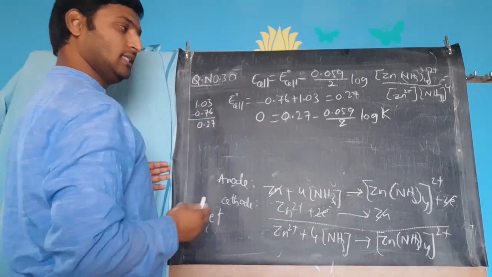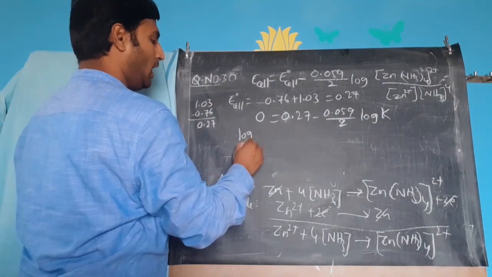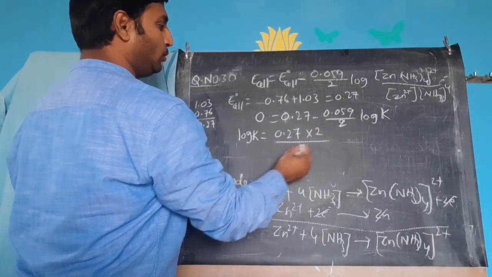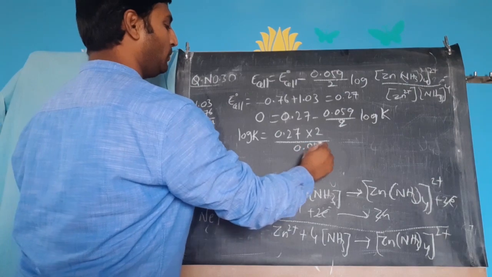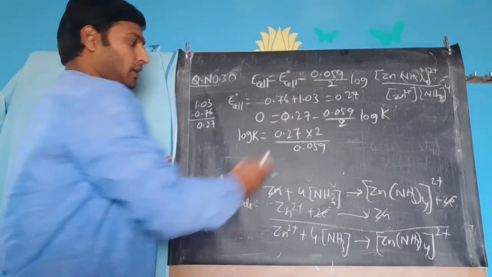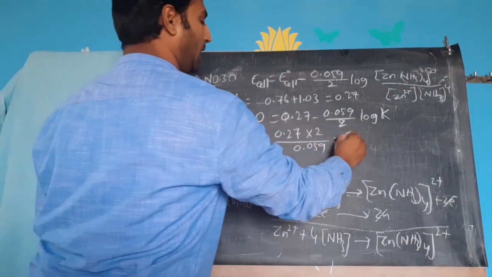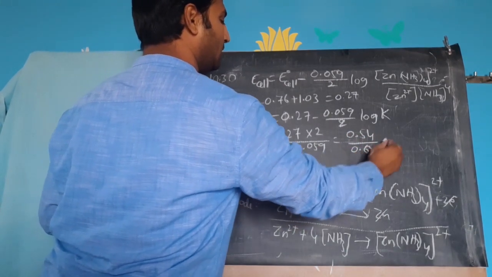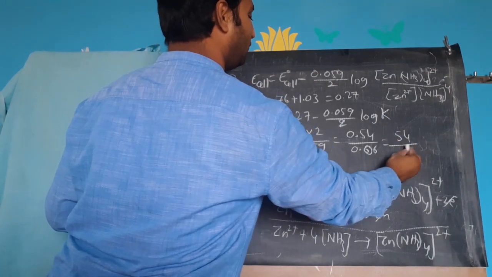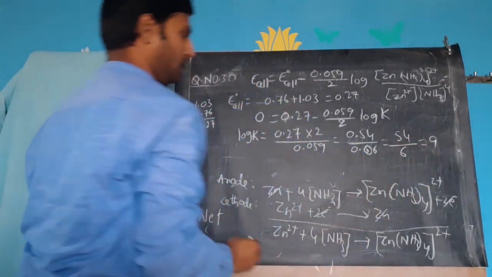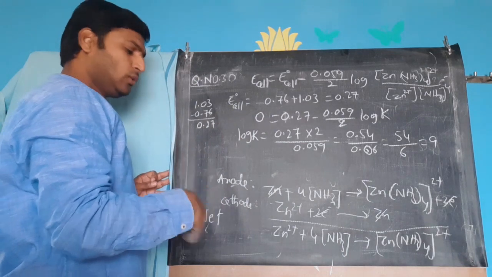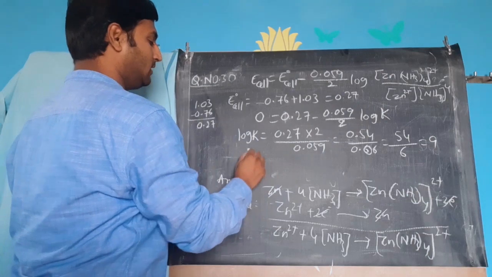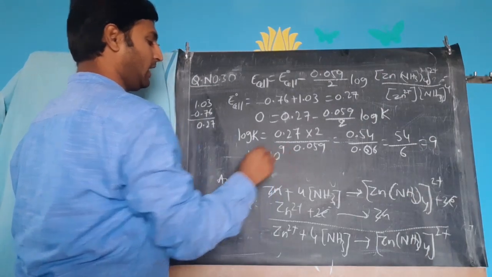Now what you need is the K value. So log K is equal to 0.27 into 2 divided by 0.059 you would get. This will be 0.54 of course, divided by 0.06 approximately. So I can write 54 by 6, which will come 9. I am rounding it off here. You can cross check with your options, this rounding off works. So log K is 9, so K will be 10 power 9.